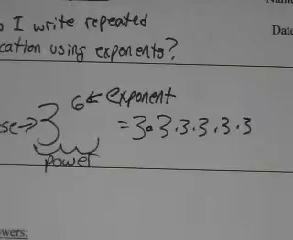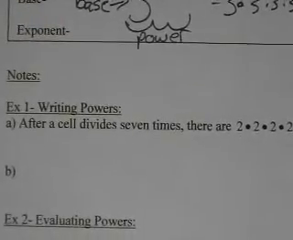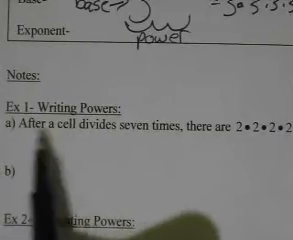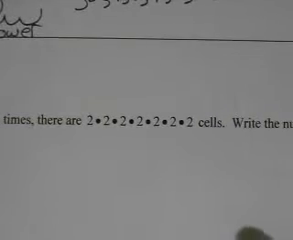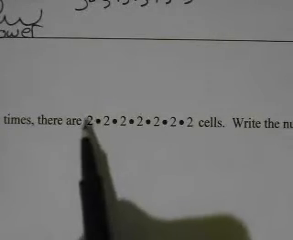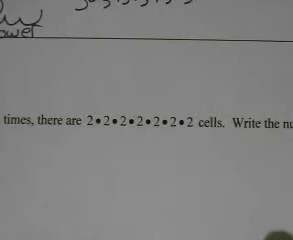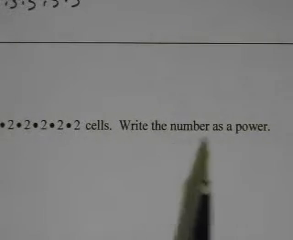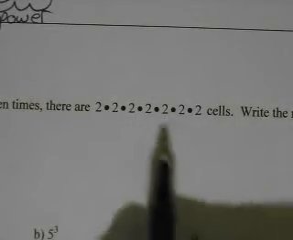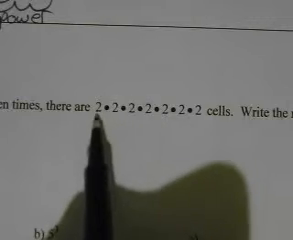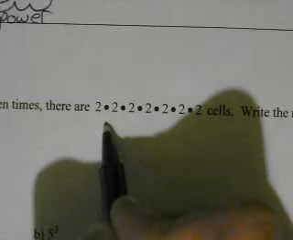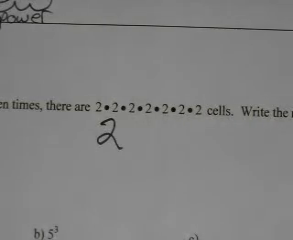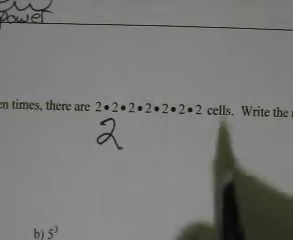Okay, so we're going to practice a little bit of this. Let's start with example 1a. It says, after a cell divides 7 times, there are a whole bunch of 2's multiplied together cells. Write the number as a power. First off, the base. Since this 2 is being repeated over and over again, that is our base. The base is 2.